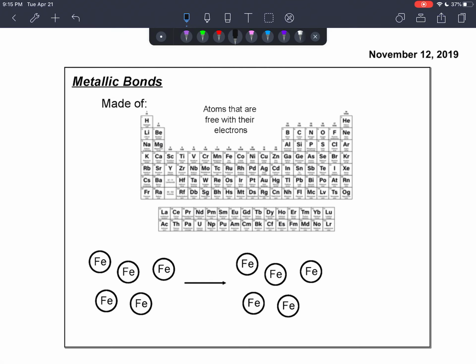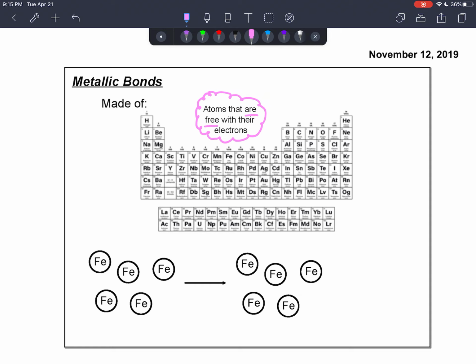Okay, so last video on metallic bonds. Metallic bonds are held together between atoms that are free with their electrons. And I suppose maybe I should use a different color, because this is a little bit different from what we've said in previous videos. The key word here is "free" with their electrons.